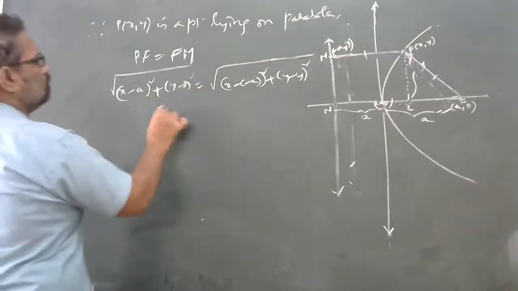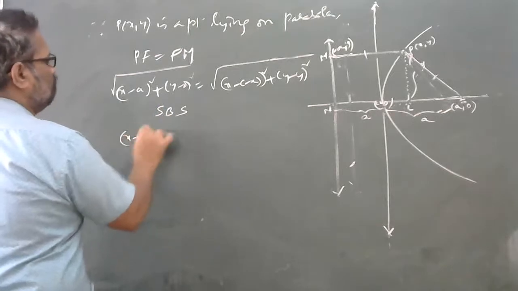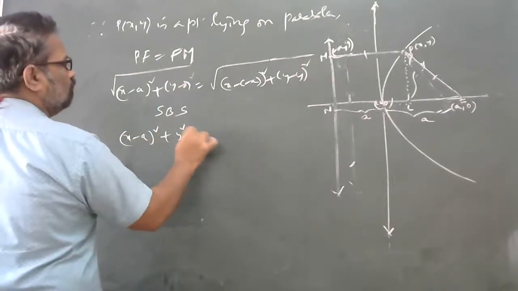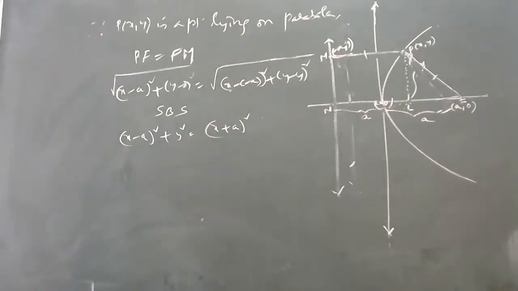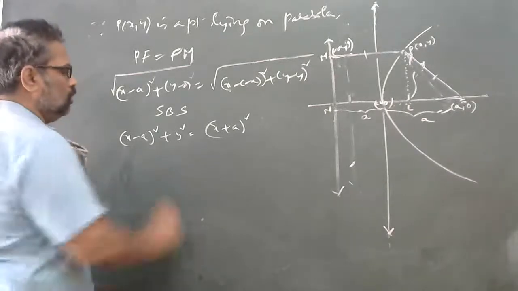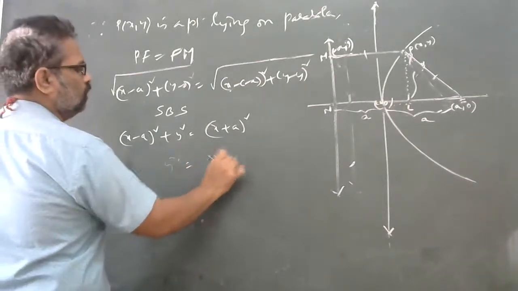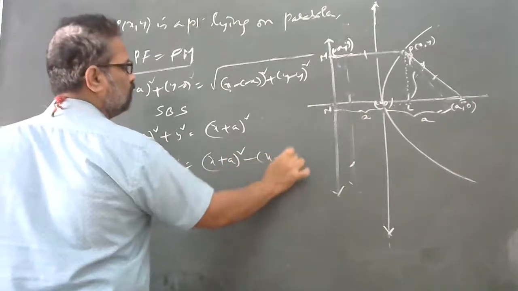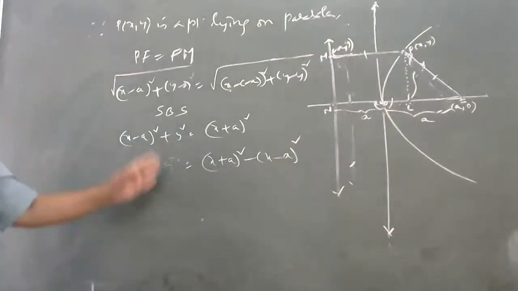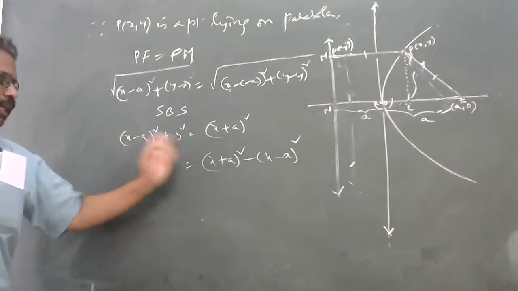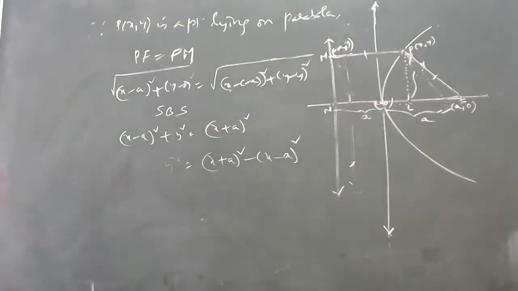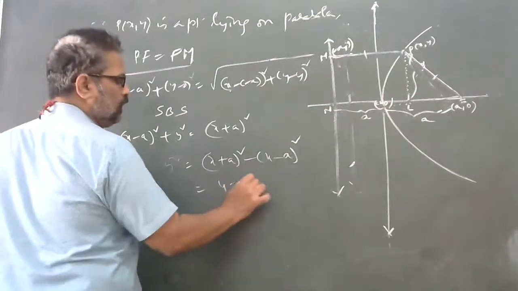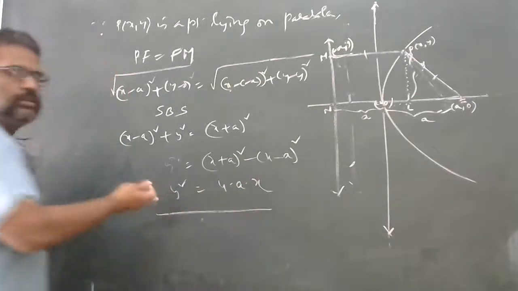Now you square both sides. So x minus a whole square plus y minus 0 whole square means y square. Then x plus a whole square plus 0 square we are going to write. Yes. Y square is equal to x plus a whole square minus x minus a whole square. I need y square equal to 4ax formula. So I get y square on one side and this is the other side: a plus b whole square minus a minus b whole square is 4ab. Yes. 4ab means 4 into a into x. Got it or not?